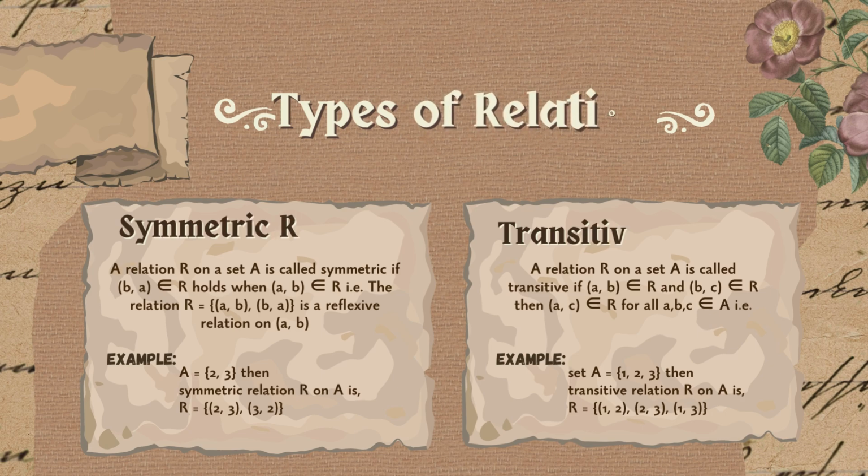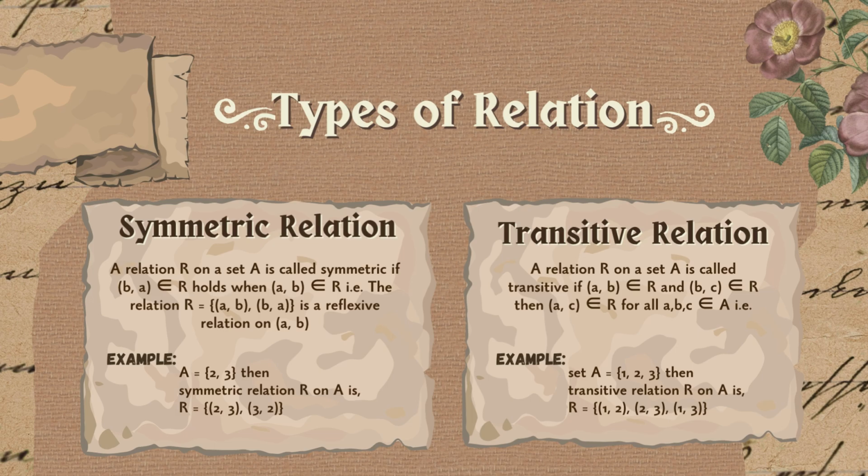Then, symmetric relation. A relation R on a set A is called symmetric if (b, a) is in R whenever (a, b) is in R. The relation R that has (a, b), (b, a) is a symmetric relation on a and b. So, this is the example.